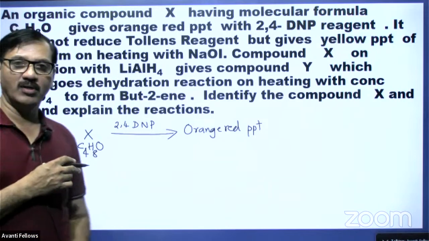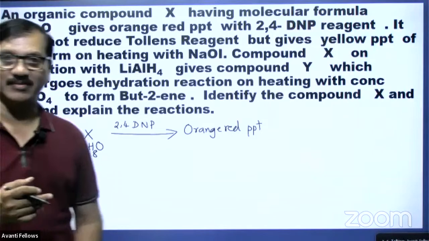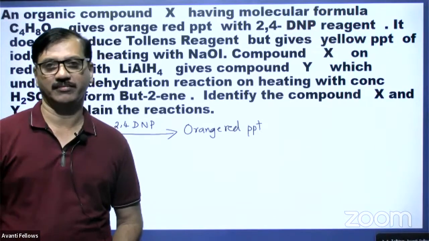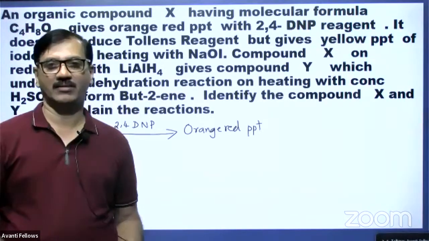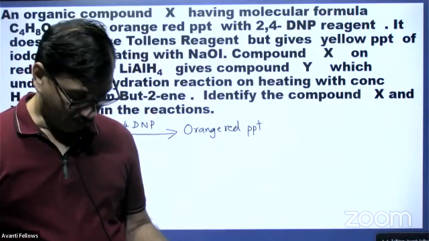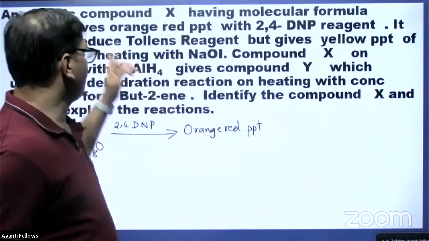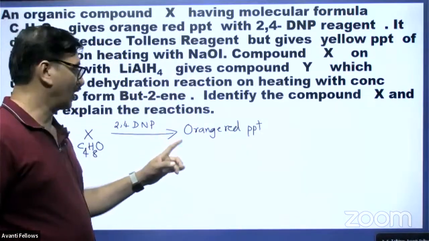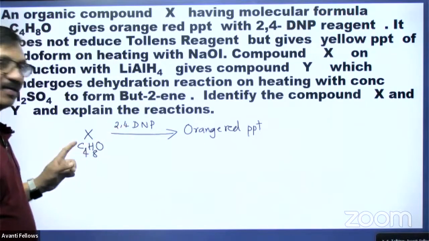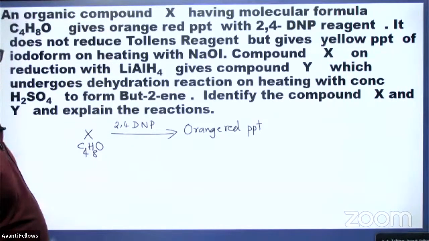So if a compound is answering 2,4-DNP, 2,4-dinitrophenylhydrazine, this is the reagent. This reacts with only aldehydes or ketones, right? So it is a very important thing, 2,4-DNP. While discussing distinguishing tests I also told about it, but more than that, here we use it in word problems. A compound which is giving orange red precipitate with 2,4-DNP is either an aldehyde or a ketone. This is the one clue that we get from the first information given.